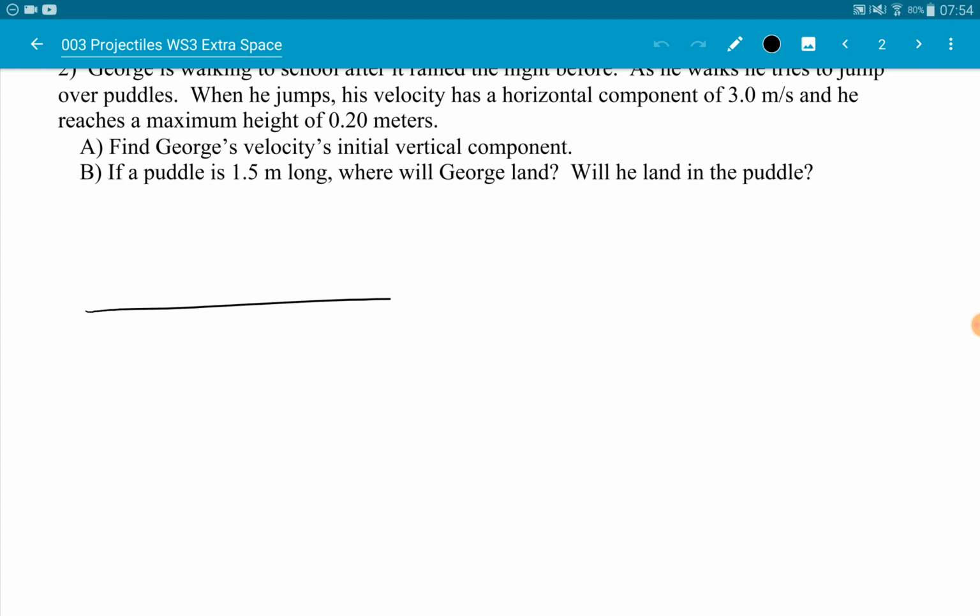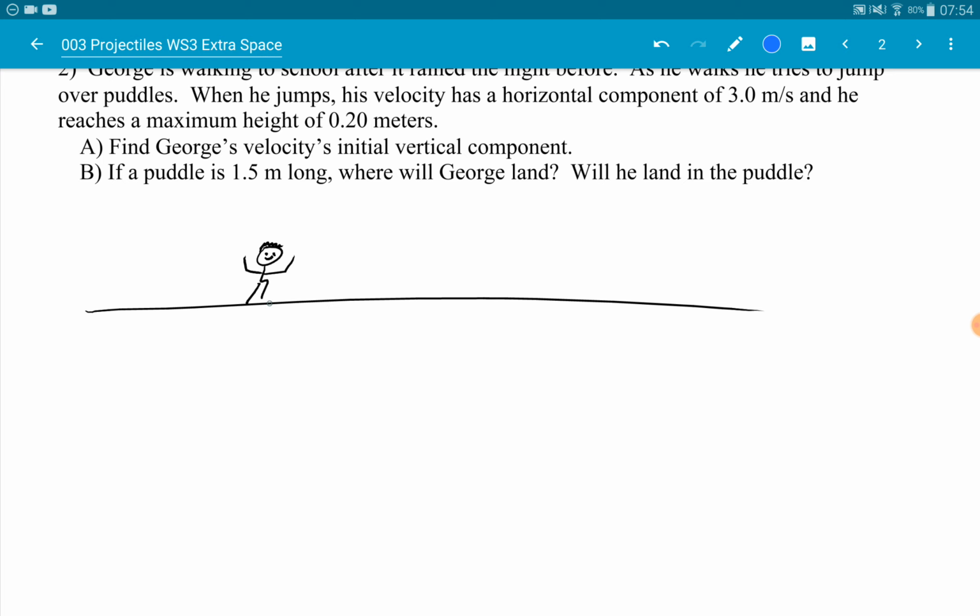Interesting question. So let's go ahead and draw a little picture here. Let's see if I can draw a little boy George, jumping. Where would your hands be before you jump? Well, maybe he's right about to jump, right about to leave the ground, so his hands are up already. And here's George. And we'll make a little puddle here.